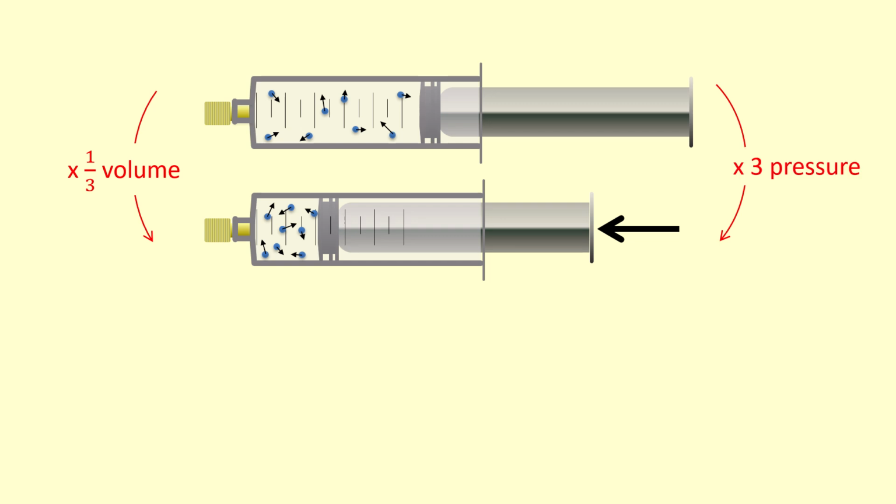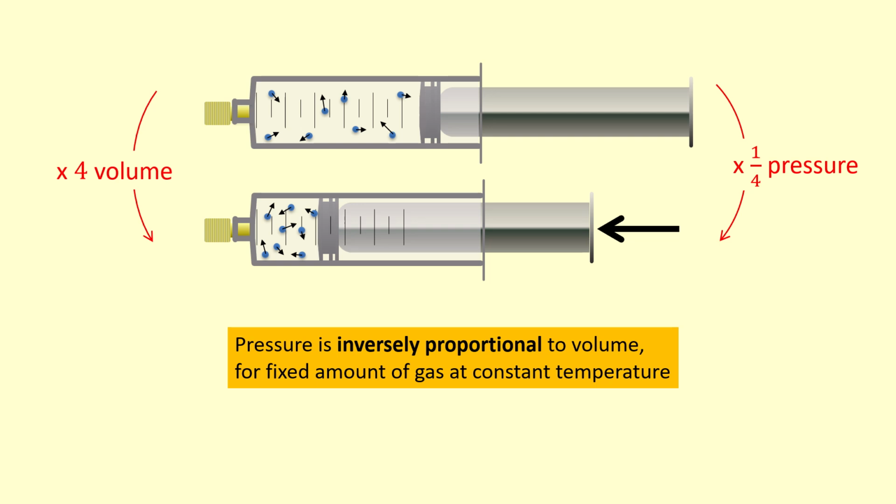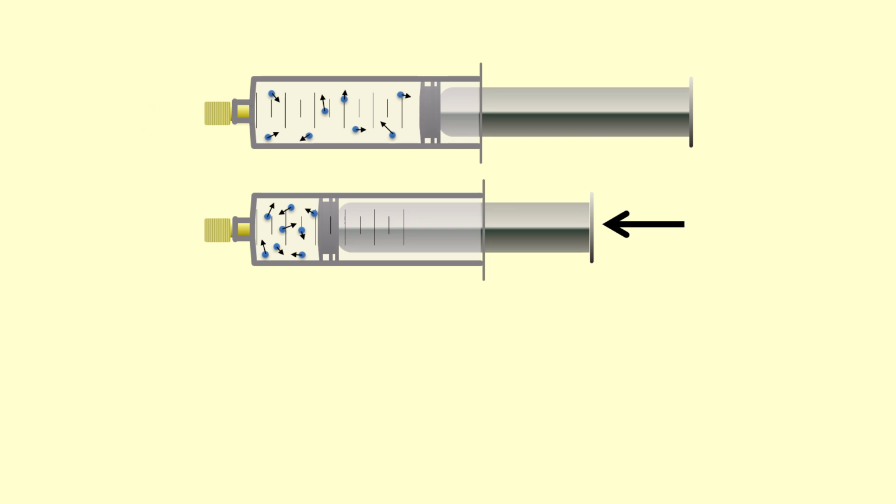And let's say we expand the gas, we expand it to 4 times the volume. Then in this case, the pressure would actually decrease to a quarter. Okay, we can say that pressure and volume are inversely proportional for a fixed amount of gas, provided the temperature is constant. We can write this as an equation.